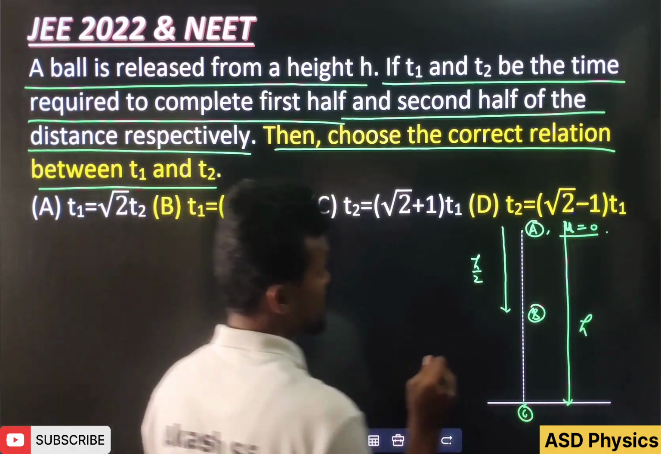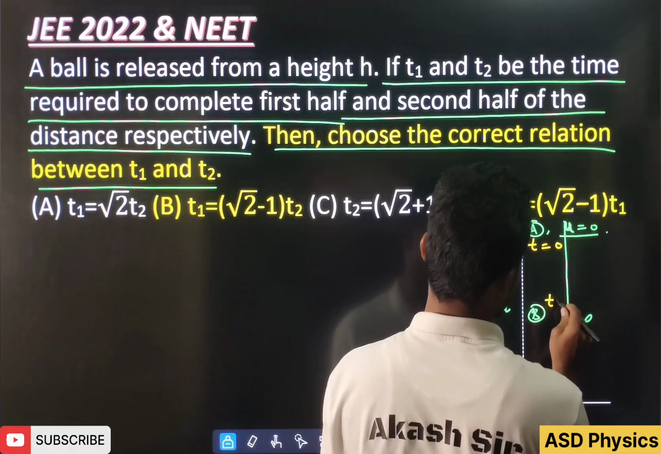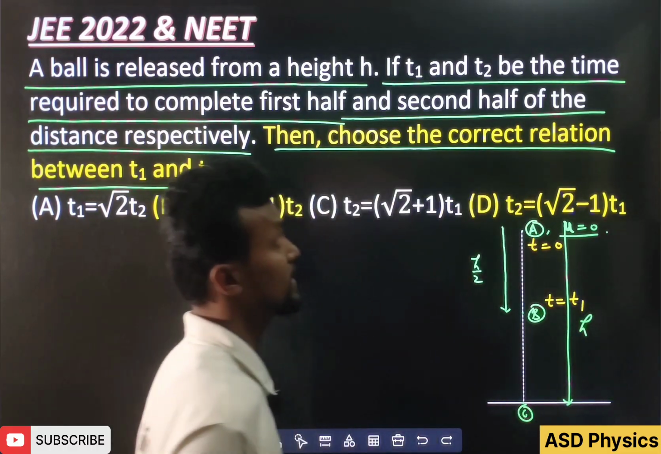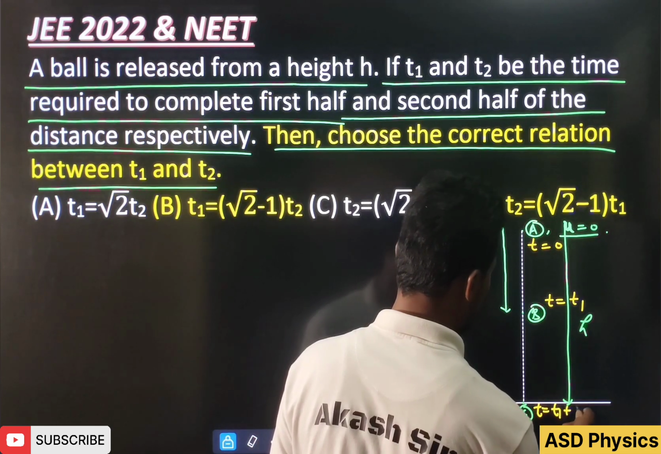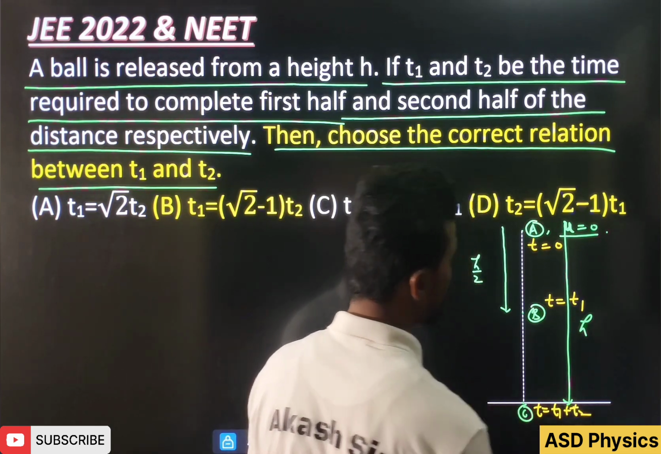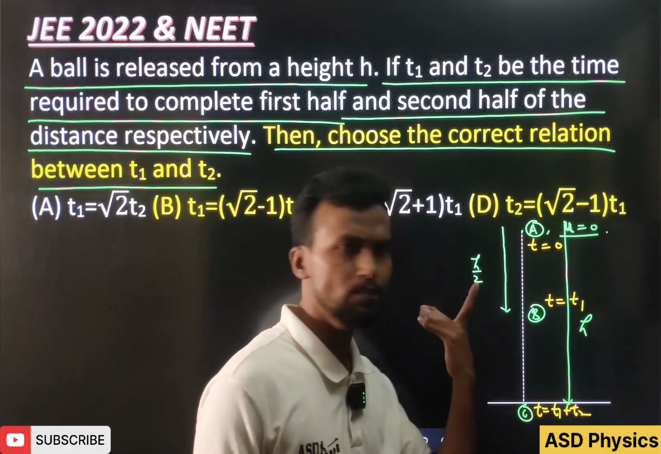And if we talk about the time here, let's take time t equal to 0. First half means t1 time, so t equal to t1. Second half t2 time, that means total time how much here? T equal to t1 plus t2. A to B, t1 time, B to C, t2 time, total time t1 plus t2.